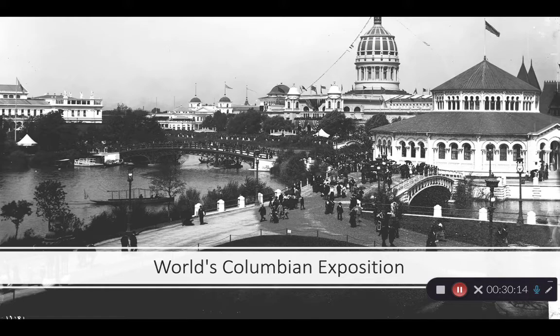So here's a picture of the World's Columbian Exposition, and this occurred in 1893, and it was the anniversary of Columbus's arrival to the New World. So the 400-year anniversary. And the Columbian Exposition had over 27 million visitors. Part of the reason it had so many visitors is because of this transcontinental railroad. People from all over the country were able to visit this Columbian Exposition, which took place in Chicago, Illinois.